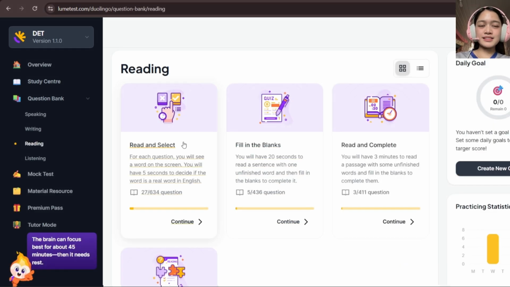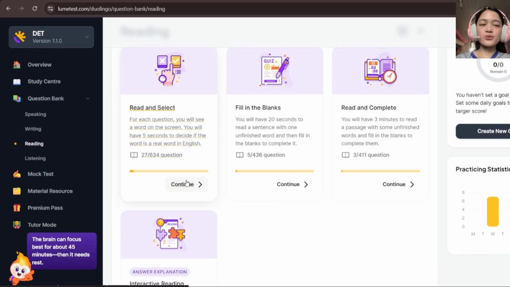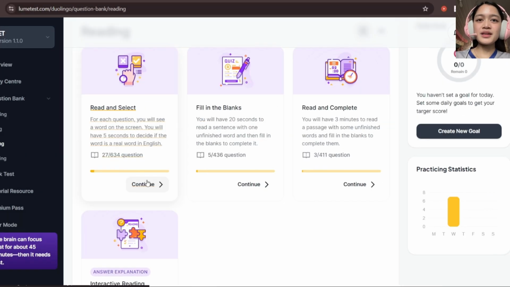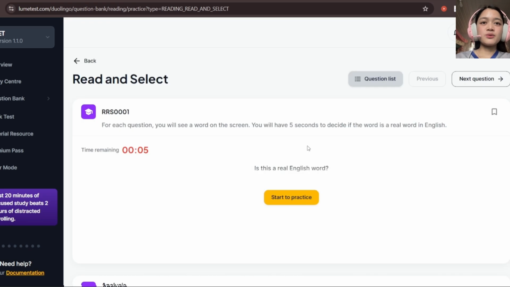Before we start practicing, I'll explain each question type, how it works, and some useful tips to help you maximize your score. The reading question types we'll cover today are read and select, fill in the blanks, read and complete, and lastly, interactive reading. Once we've gone through each one, we'll practice answering real questions together. Let's get started. In the read and select task, you will see a single word on the screen.